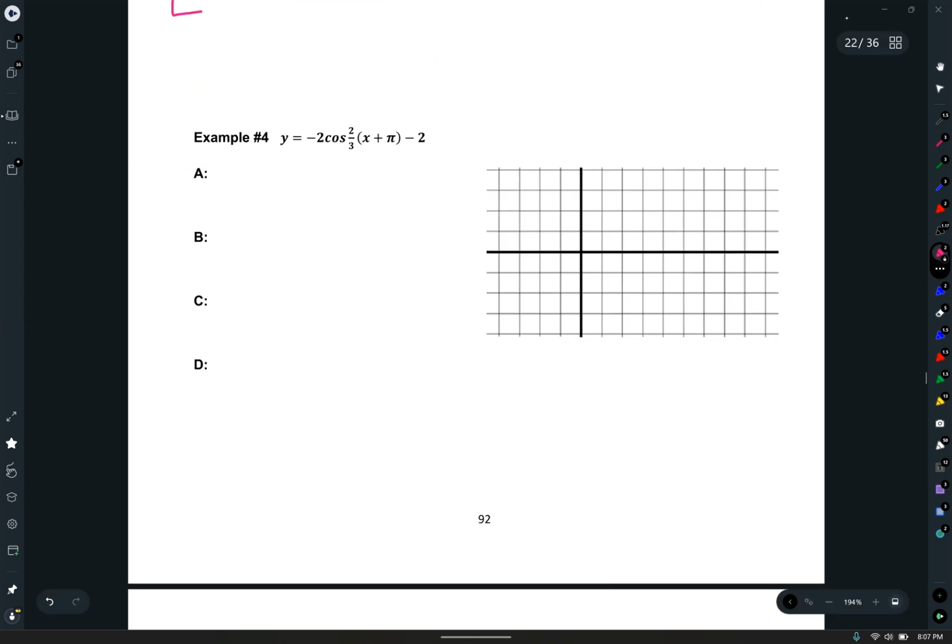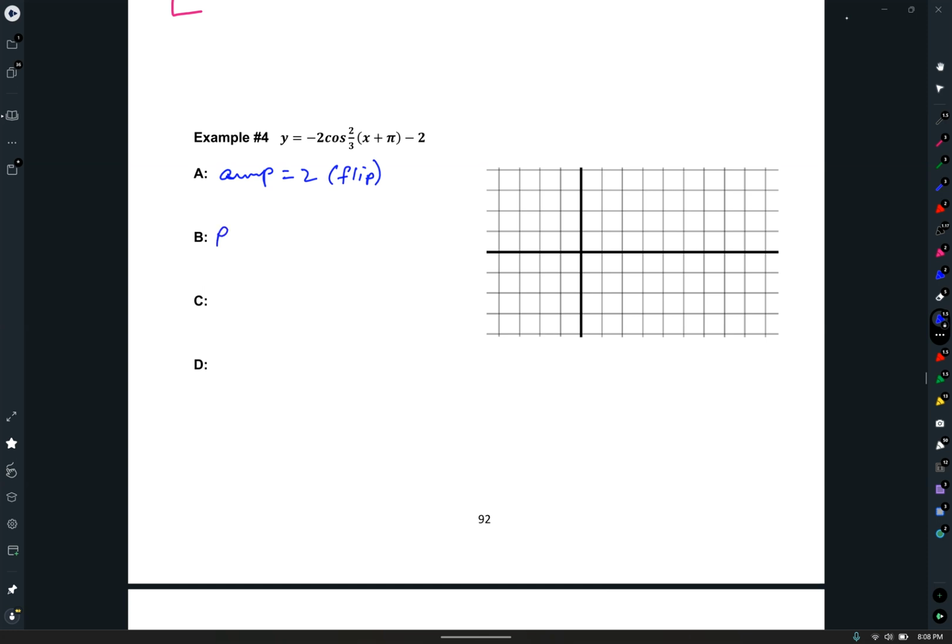Okay, let's do one last one here. So let's see. In this case, my amplitude is 2. We don't say the amplitude is -2. We just say the amplitude is 2. But I am going to write here just to help me remember that it flips over. That's just for my own sake to help me remember.